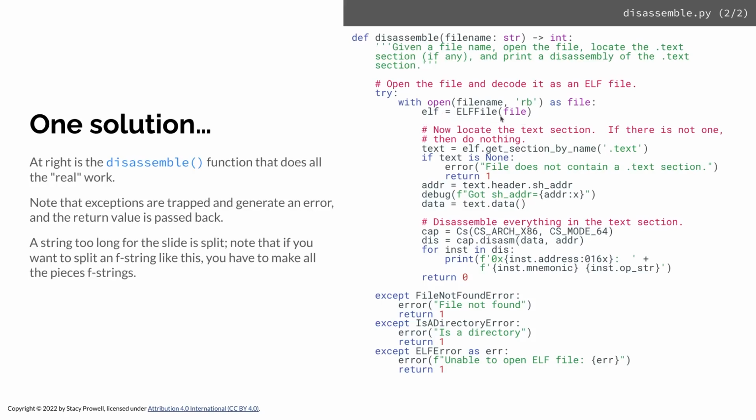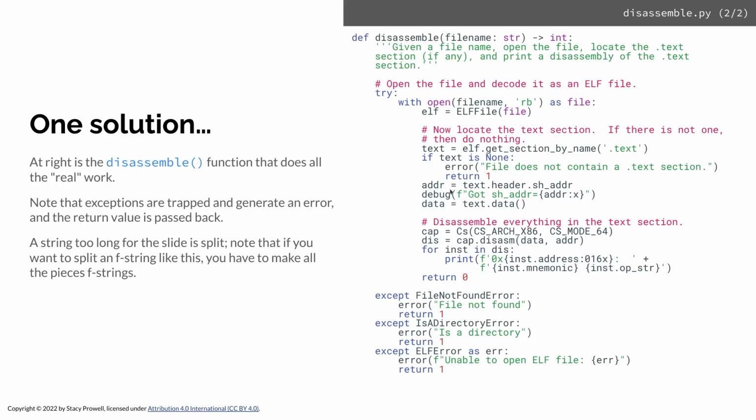ELF gets to be ELF file around that file, so I wrap this raw file in an ELF file which will decode it for me and let me treat it as an ELF file. I go and get the section by name, and the section I get by name is .text, and I put that in text. If it's none, the file doesn't have a text section. Some executable files don't have a text section. It's weird, but I showed you how to make one earlier in the semester, and sometimes they don't have one. So I report it doesn't have a text section. I don't know what to do in this case, and so I return 1.